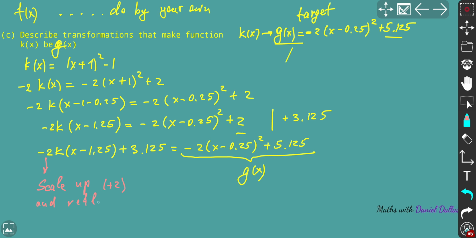reflect in x-axis. So next one, -125. So what does it mean? So that's the first transformation. The second transformation is here. It's a horizontal translation, okay? By 125 units to the right.